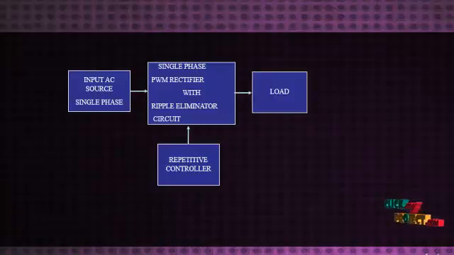In this proposed flow diagram, the input source is an AC source. That AC source is a single phase AC source. Then that source is fed into a single phase PWM rectifier with ripple eliminator circuits, and the controller is used to trigger the single phase PWM rectifier switches, and finally the output of the PWM rectifier is fed into the load. The load may be a resistive, inductive or capacitive load.